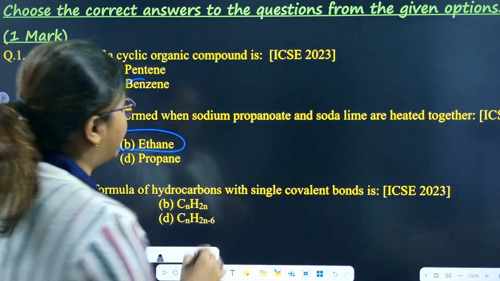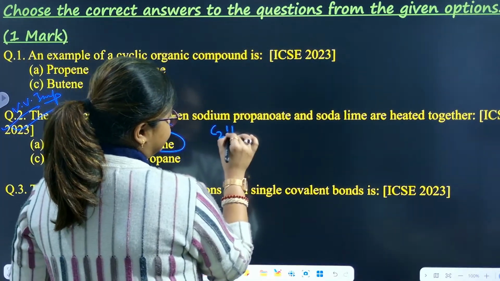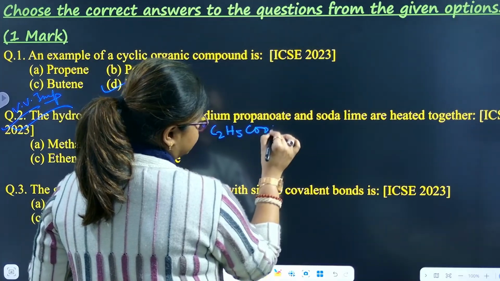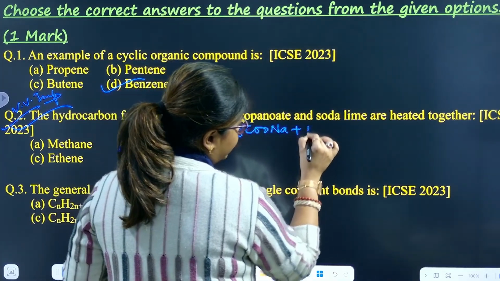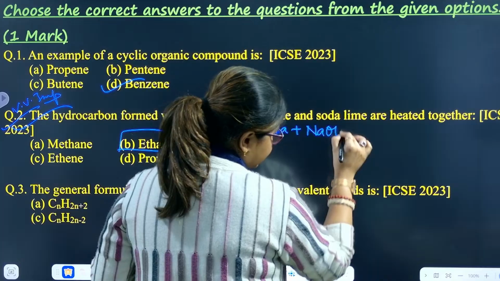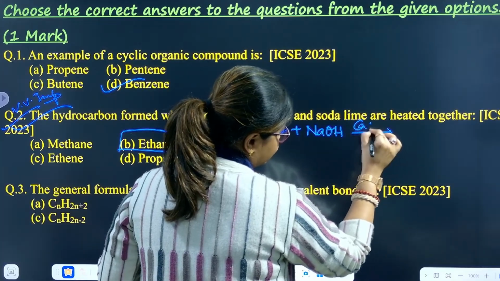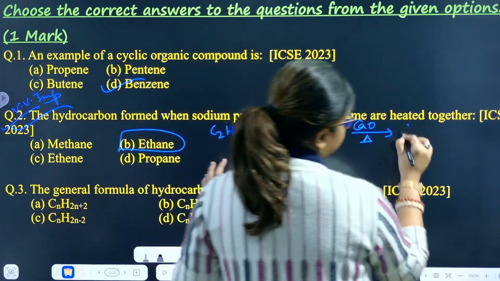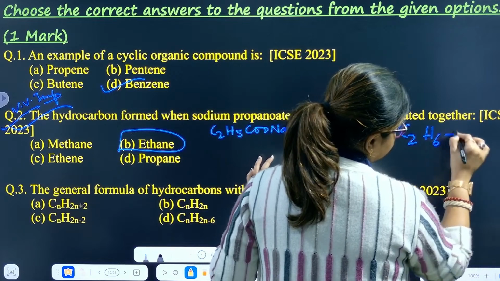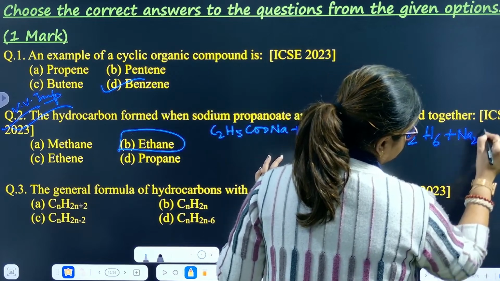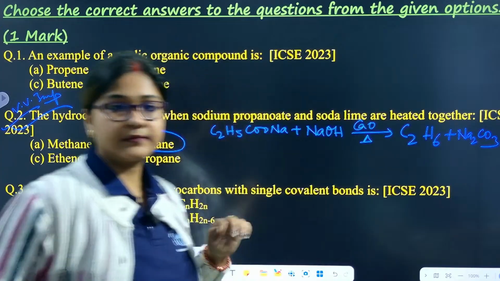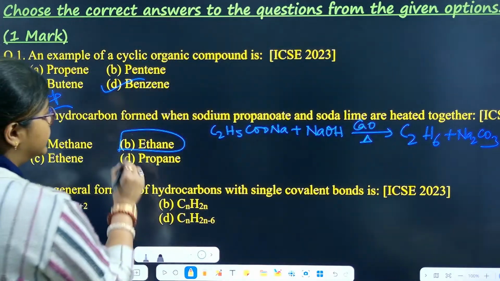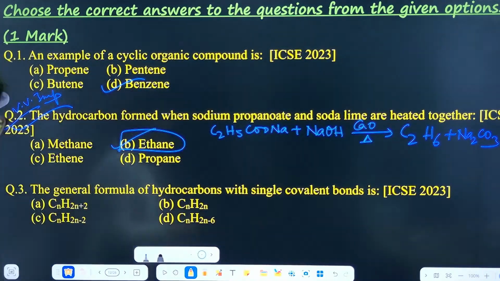The formula of sodium propanoate is as follows. If you remember, the same equation. So this will give me ethane.